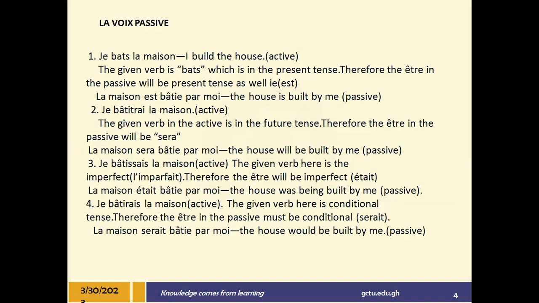So let's consider more examples here. Il bâtit la maison. Il construit la maison. I build the house. So you can see that this is present tense. Le verbe c'est bâtir. Bâtir means to build. So the given verb is bâtit, which is in the present tense. Don't forget, therefore, the être in the passive will be present tense as well. That's why it is est. So: La maison est bâtie par moi. You need to know the past participle form of the verb bâtir, which is to build. La maison est bâtie par moi.